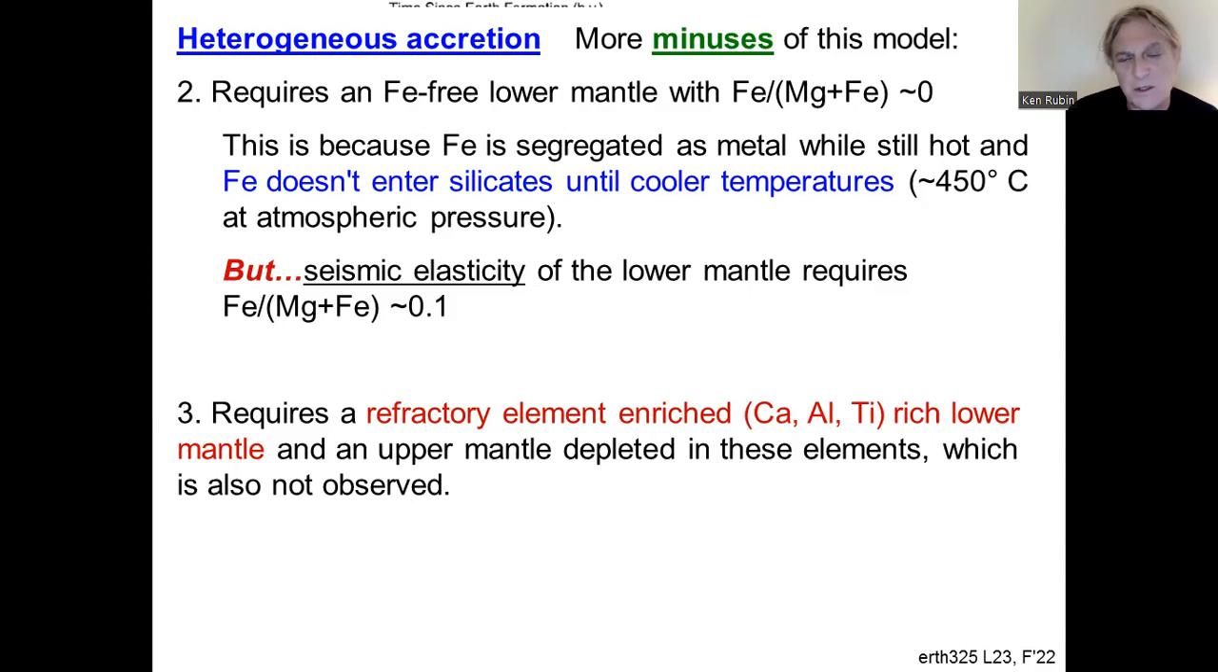It also, of course, requires a refractory element enrichment, meaning calcium, aluminum, titanium, thorium, and uranium, which are heat-producing elements, rhenium and osmium.